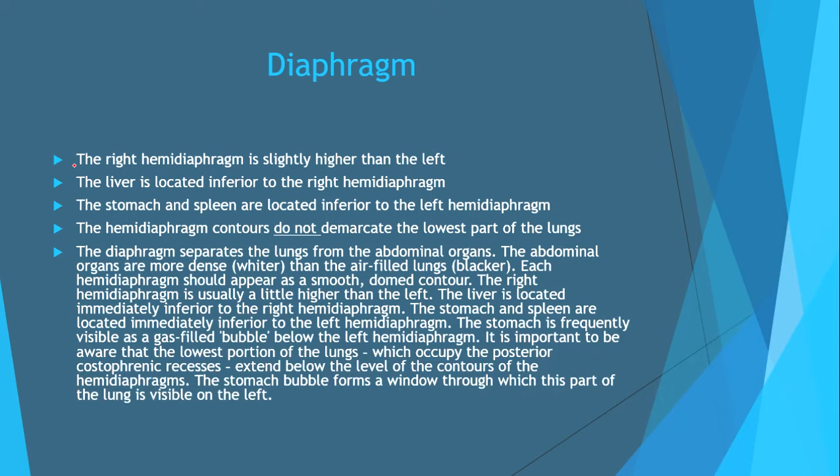Each hemidiaphragm should appear as a smooth domed contour. The right hemidiaphragm is usually a little higher than the left. The liver is located immediately inferior to the right hemidiaphragm. The stomach and spleen are located immediately inferior to the left hemidiaphragm.